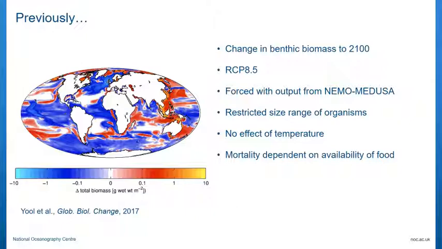So some of the limitations associated with that work: it was a good first attempt at understanding what the first order changes are. It only covered a restricted range of organisms for technical reasons at the time. It didn't take into account changes in temperature, and something we've subsequently realized, which we hadn't realized at the time, is that the mortality of the organisms was dependent on the availability of food, whereas the data that we've seen now suggests it's more temperature dependent. So that's another reason to include temperature effects.